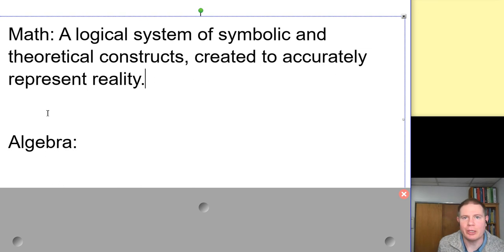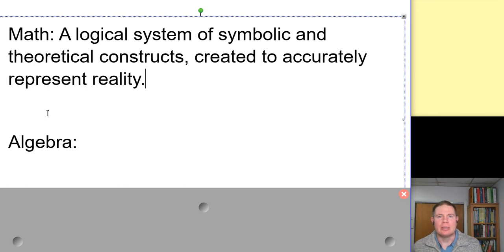kind of writing on the board in a more legible manner, because I think that encourages note-taking and facilitates note-taking. So please have your notebook out with you and be writing this down along with me so that you can look back to these definitions, look back to these examples, and we'll go through this together. All right, so math is a logical system of symbolic and theoretical constructs created to accurately represent reality.